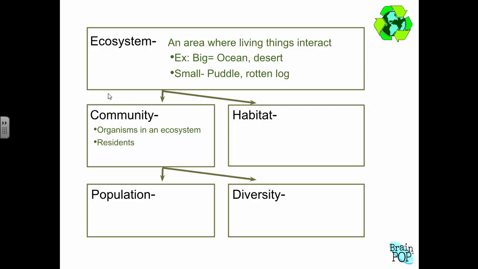If you're imagining, you can think about your neighborhood. Your home, where you live, is like an ecosystem. The people, the pets, and so forth, living in your neighborhood would be like the community. The habitat is sort of the area where the organisms live. You could think of the houses and the roads and so forth in your neighborhood.